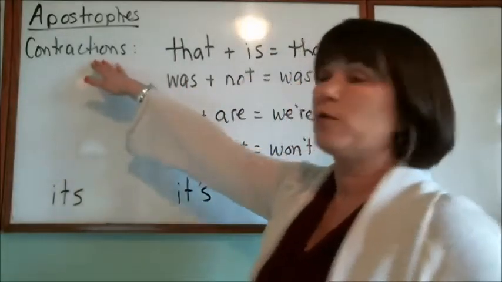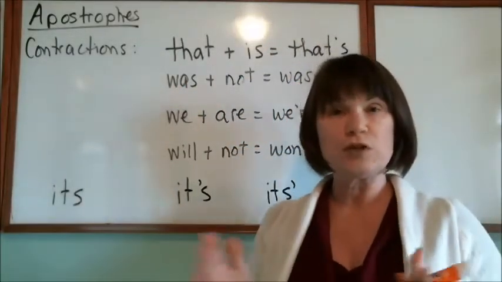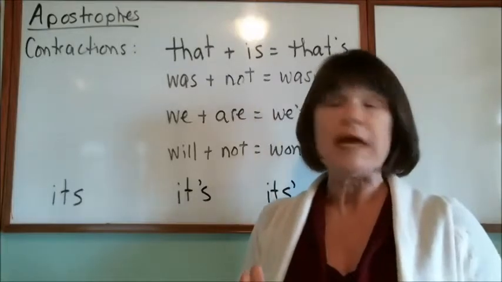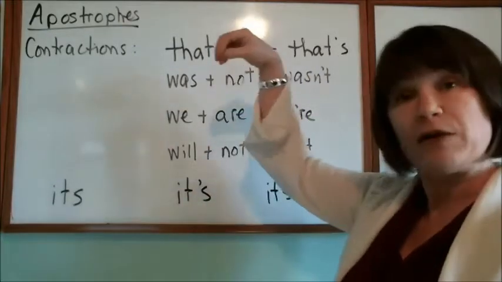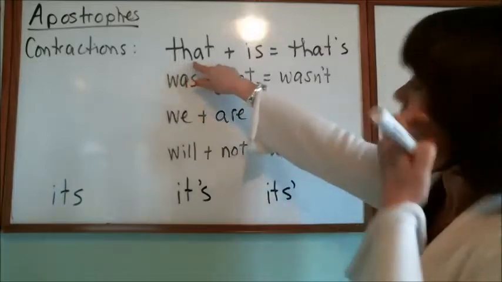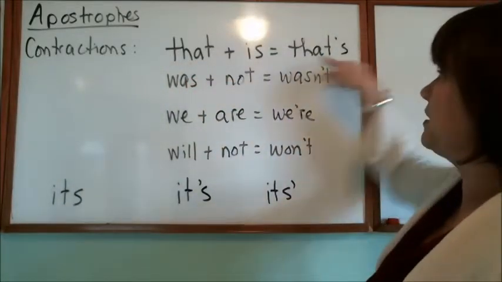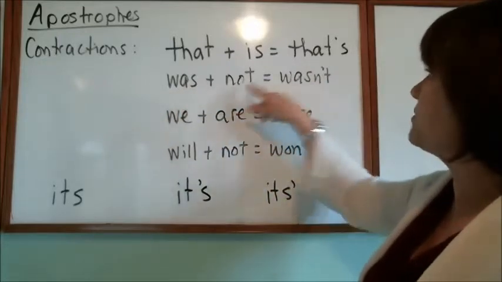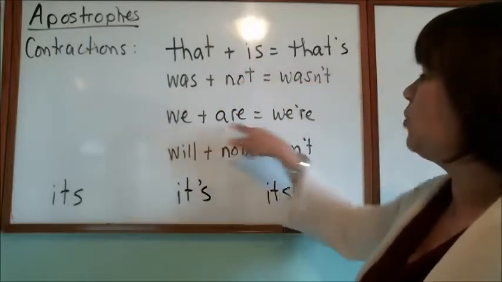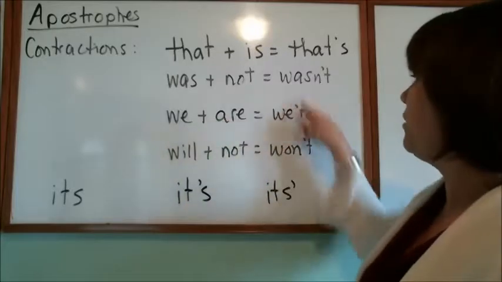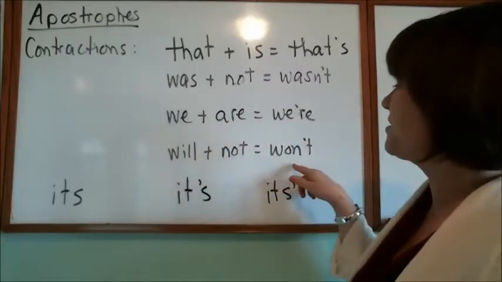Contractions, of course, are formed when we have two or more words that we squish together to make one word. And so what we do is we take a letter out and put an apostrophe in. That plus is equal to that. So we took the I out, put the apostrophe in. Was plus not equals wasn't. O out, apostrophe in. We plus are equals we're. A out, apostrophe in. Will plus not equals, oops.